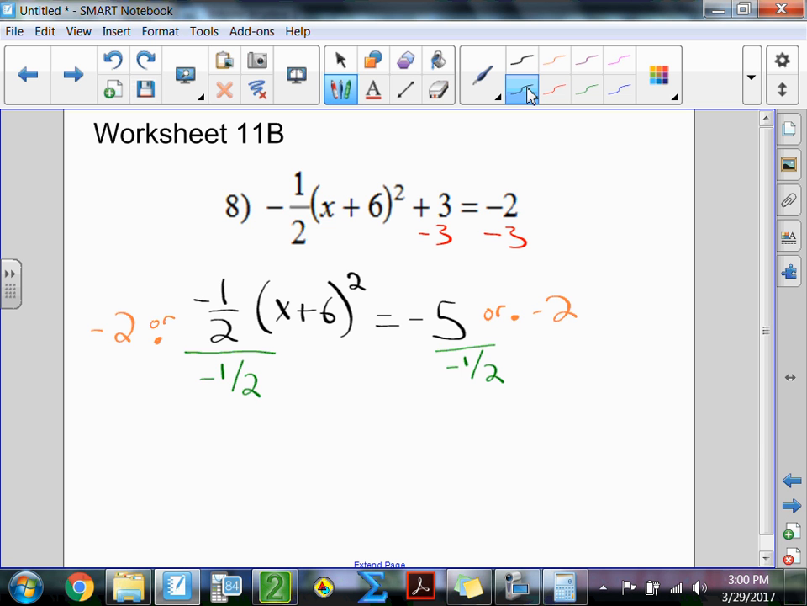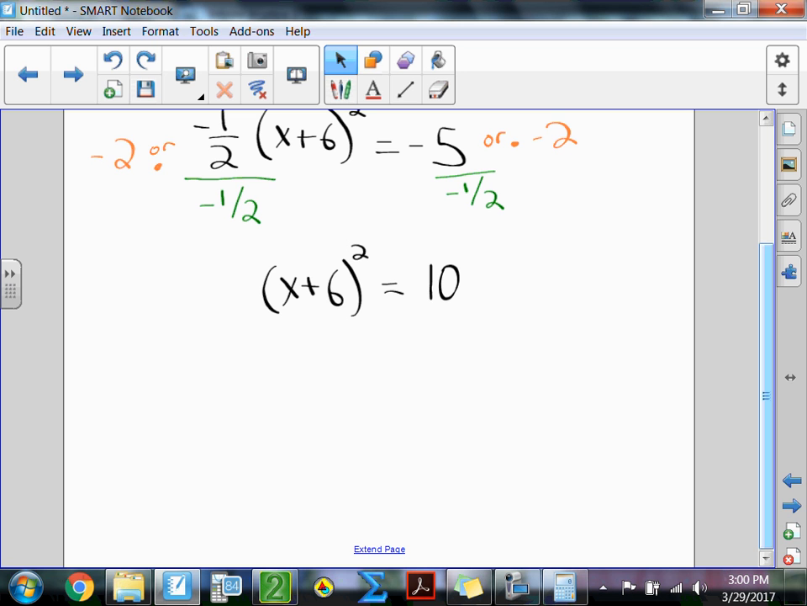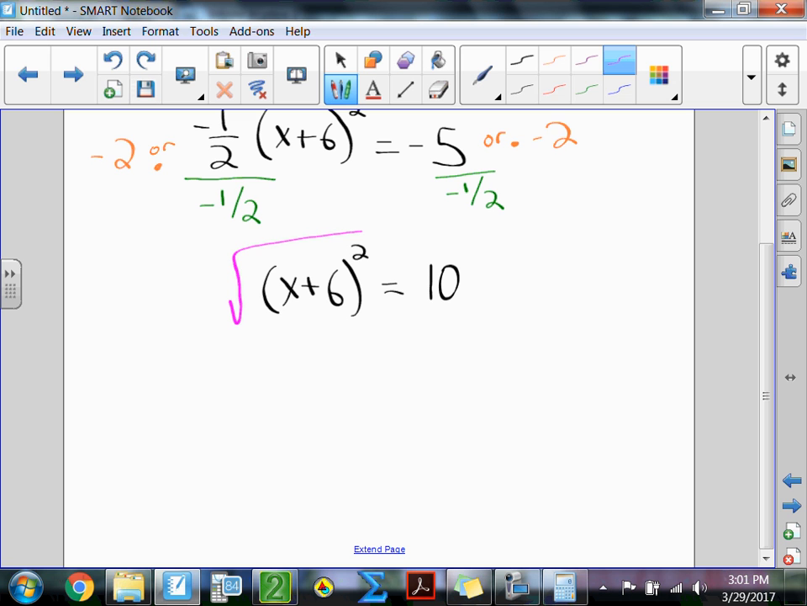So I'm going to have just x plus 6 squared on the left side of my equation. I have 5 times negative 2, or 5 divided by negative 1/2, which is going to be positive 10. So x plus 6 squared equals 10. We're getting close to being finished. Just like if I had an x squared term, I have the squared by itself. If you remember from the other problems, the very next thing we did was to take the square root of both sides.